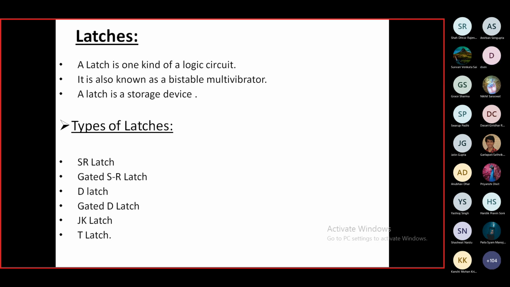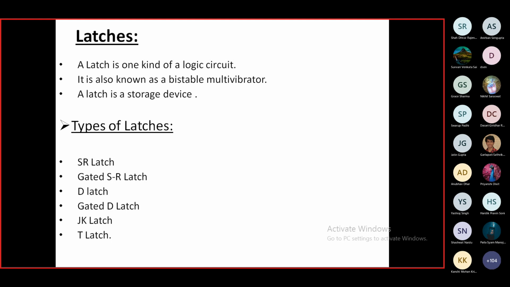So a latch is nothing but one kind of logic circuit. It is a storage device. It stores one bit of information. It is also called a bistable multivibrator because a latch has two storage states. One is high output and another one is low output.